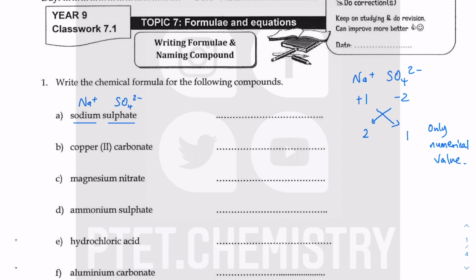And then you have to think, are they in the simplest whole number ratio already? And 2:1 is in the simplest whole number ratio. So there are 2 Na+. It means there are 2 times Na+. In fact, I could have written it this way: Na+, and 1 of the sulfate, SO4 2-.